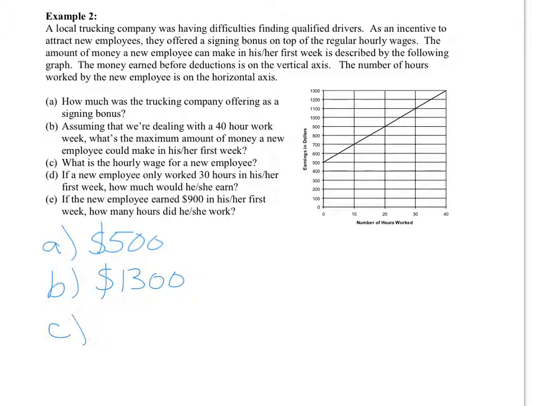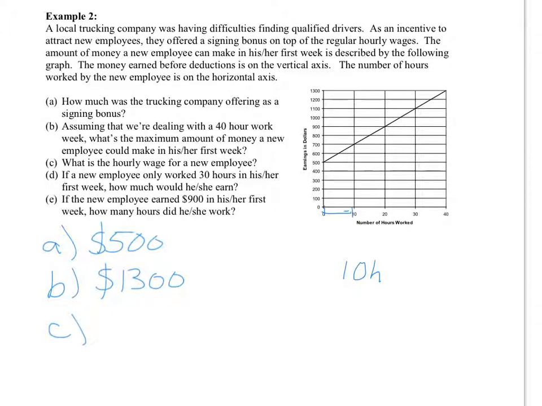Okay, C. What is the hourly wage for a new employee? Okay, so this is where it's a bit tricky. If you look at our axis down here, it doesn't tell us 1 hour, it's in increments of 10. Okay, so what you have to do is look at two things. You have to look at how much it goes from one grid line to the next. Okay, so that's 10 hours.